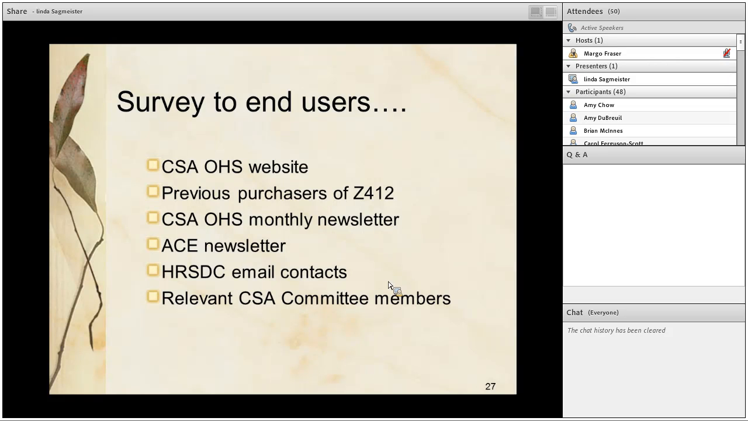The survey went to a number of end users. You can see them all here. ACE was included. There was a SurveyMonkey link, I believe, that people could use to come back and say what their thoughts are on how this standard was looking.